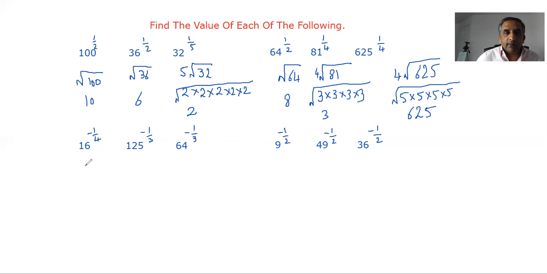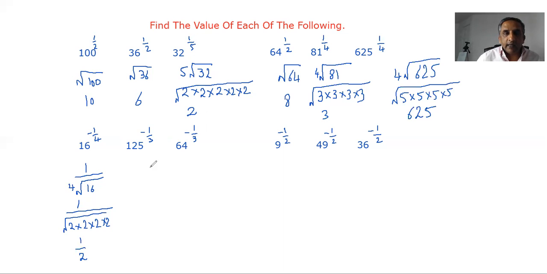Now, if we talk about this question, it says 16 power minus 1 over 4. Remember, whenever it's minus, we have to make it positive. In order to do that, we bring it down into the denominator. So it will become 1 over the fourth root of 16. We have to find a number which, when you multiply the same number 4 times, your answer should be 16, and that number is 2, because 2 times 2 is 4, 4 times 2 is 8, 8 times 2 is 16. So your final answer will be 1 over 2.